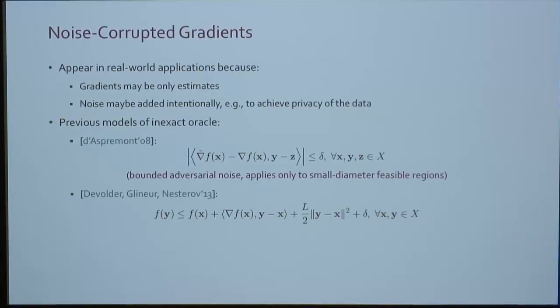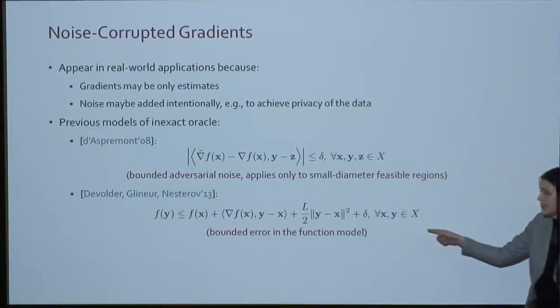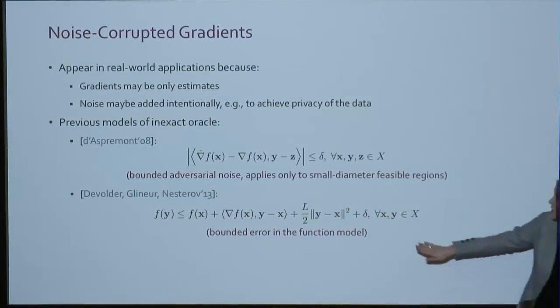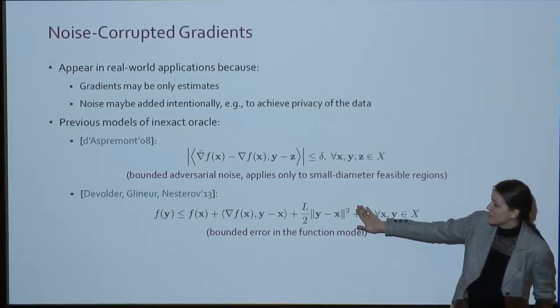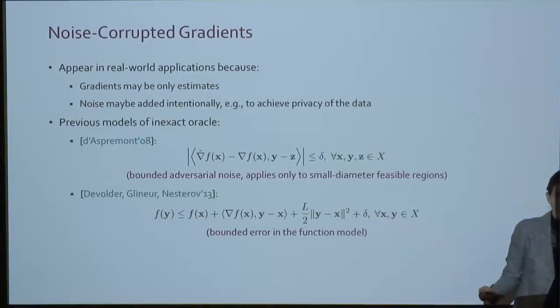There was a follow-up work by Devolder, Glineur, and Nesterov, where they introduced this model of the noise, and they say it generalizes the first one. The model of the noise now applies also to unconstrained regimes. But what it really is doing is modeling rather model misspecification. Without this delta, this is just the definition of a smooth function. So really what this model is doing, it applies to the setting where you are trying to use smooth minimization on a function that's not really smooth.